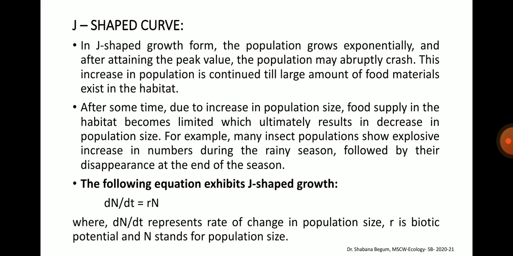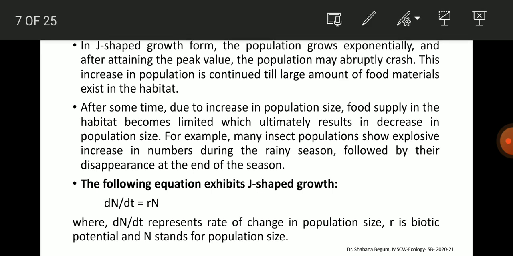For example, many insect populations show explosive increase in numbers during the rainy season, followed by their disappearance at the end of the season. This is also shown in the case of algae, which grow rapidly and seasonally due to eutrophication or enrichment of the water body, which are also called blooms. And after the rapid growth phase, the algae disappear due to lack of space or oxygen or change of season.